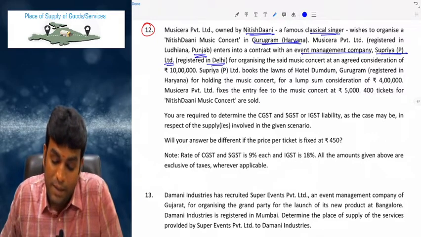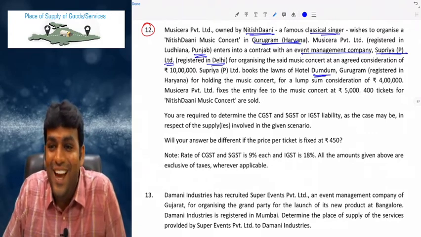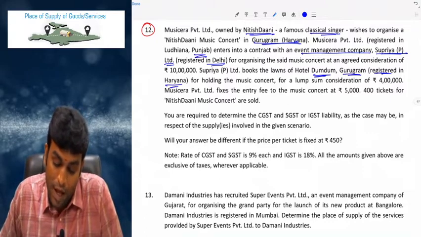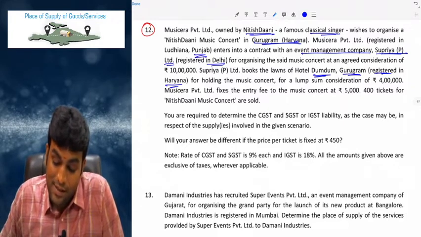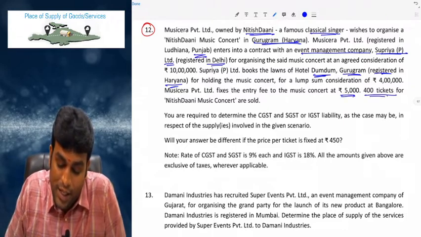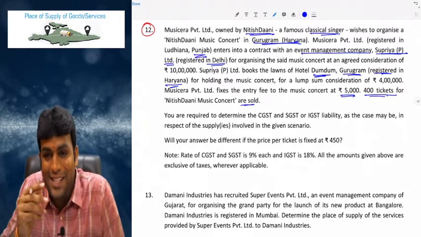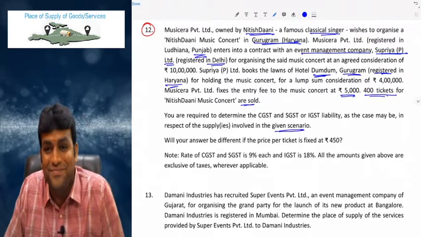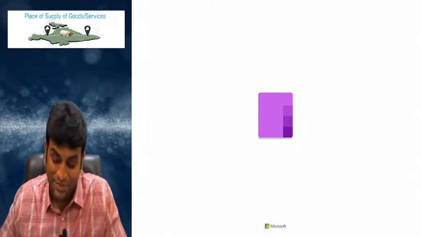And Supriya Private Limited booked the lawn of Hotel Dum Dum, Gurugram, registered in Haryana, for holding the musical concert for a lump sum consideration of 4 lakhs. Musicera Private Limited fixes the entry fee to the concert at 5,000 rupees. 400 tickets are sold. You are required to determine CGST, SGST or IGST, as the case may be, in respect of supplies involved in the given scenario. Wow. Sir, what a brilliant question this has been. See now, let's answer this question.